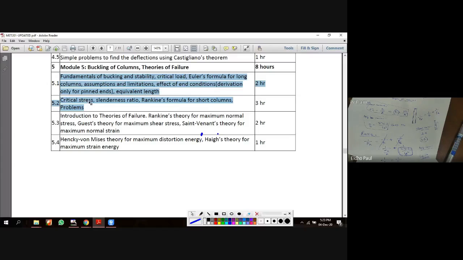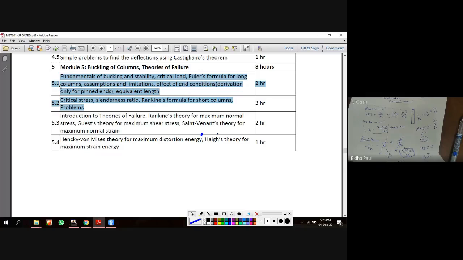ക്രിട്ടിക്കൽ സ്ട്രെസ്: ബക്ലിംഗ് ലോഡ് P = π² EI by L² ലെ P ആണ് ക്രിട്ടിക്കൽ ലോഡ്. അതിന് കറസ്പോണ്ടിങ് ആയിട്ടുള്ള സ്ട്രെസ് ആണ് ക്രിട്ടിക്കൽ സ്ട്രെസ്. സ്ലെൻഡർനെസ് റേഷ്യോ പഠിച്ചു, L/K. റാങ്കിൻ ഫോർമുല ഫോർ ഷോർട്ട് കോളം ആസ് വെൽ ആസ് ലോങ് കോളം. ഓക്കെ. അതിന് കറസ്പോണ്ടിങ് ഉള്ള പ്രോബ്ലംസ്. ഇത്രയും ഏരിയ ആണ് നിങ്ങളുടെ കോളംസ് എന്ന് പറയുന്ന മൊഡ്യൂളിലുള്ളത്.